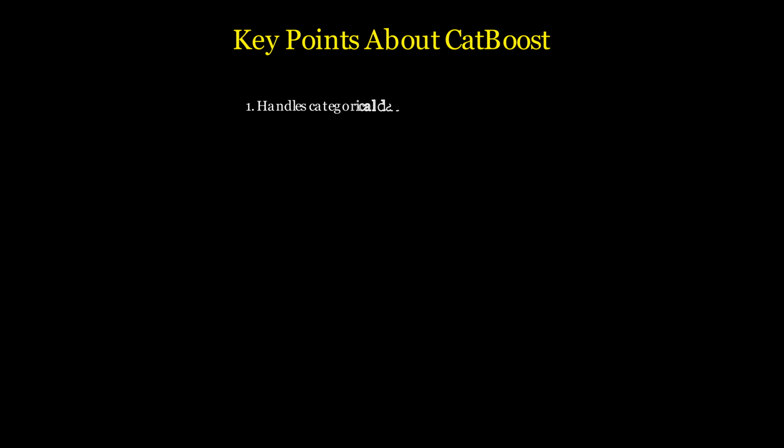Let's summarize the key points about CatBoost. A powerful gradient boosting algorithm designed for handling categorical data. CatBoost automatically handles categorical features without requiring preprocessing like one-hot encoding. It uses ordered target encoding to avoid target leakage, making it robust for handling categorical data.